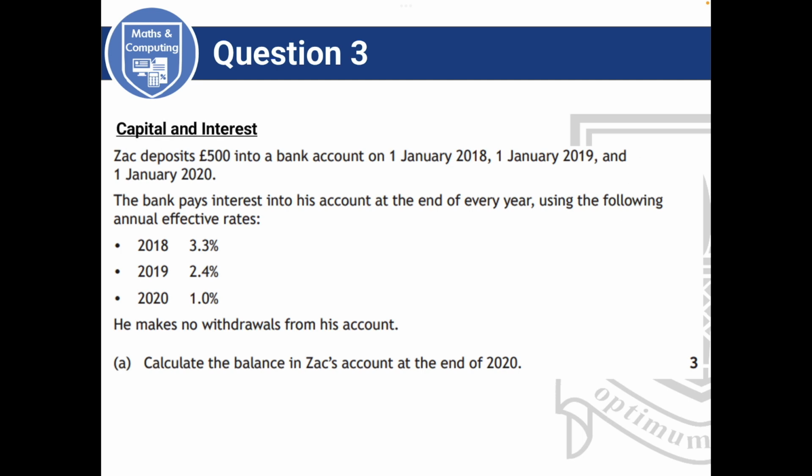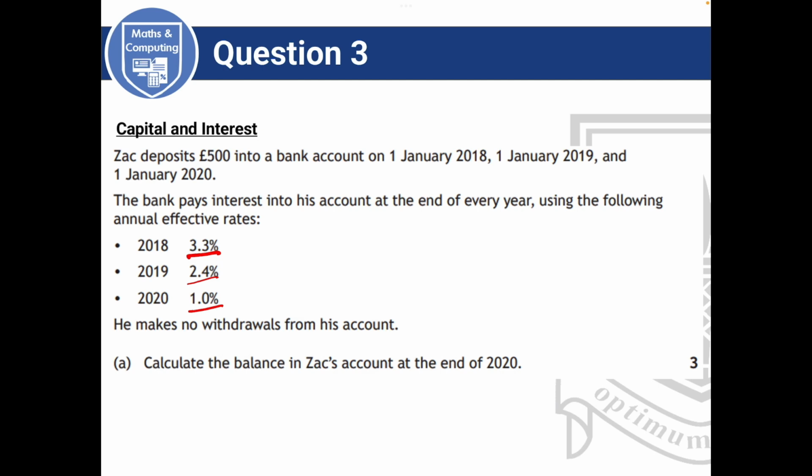Okay, so let's go on now and have a look at question 3. Question 3 is a capital and interest question. Zach deposits £500 into a bank account on the 1st of January 2018, 2019 and 2020, and the bank pays interest into his account at the end of every year using the following annual effective rates: 3.3%, 2.4%, and then 1%. He makes no withdrawals from this account. What would the balance in that account be at the end of 2020?